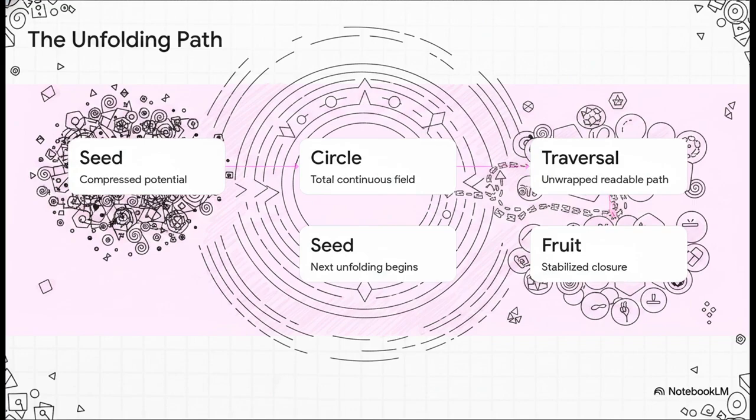Okay, so let's look at our roadmap to see how this actually builds. It's a continuous geometric unwrapping. We start from a single point of compressed potential, the seed. That expands into a complete circumference, the circle. Then, that circle unwraps into a path we can actually walk, called traversal. This journey eventually folds back into a stabilized closure state, the fruit, which then carries the seed to restart the whole recursion. So the deep correspondence isn't just a simple circle to a line to a triangle. It's seed to circle to traversal to fruit and right back to seed.